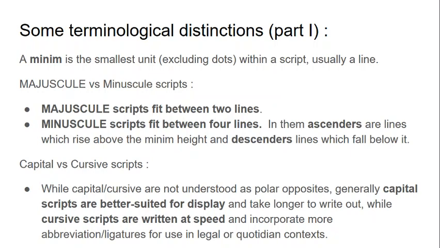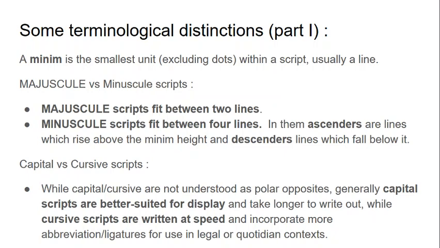That's because the lowercase script is what we call a minuscule script, and a minuscule script is a script which fits between four lines. A minuscule script has ascenders which go above the minim height, so above the I, and descenders which go below it. Relatively self-explanatory. And a last distinction is between capital and cursive scripts.